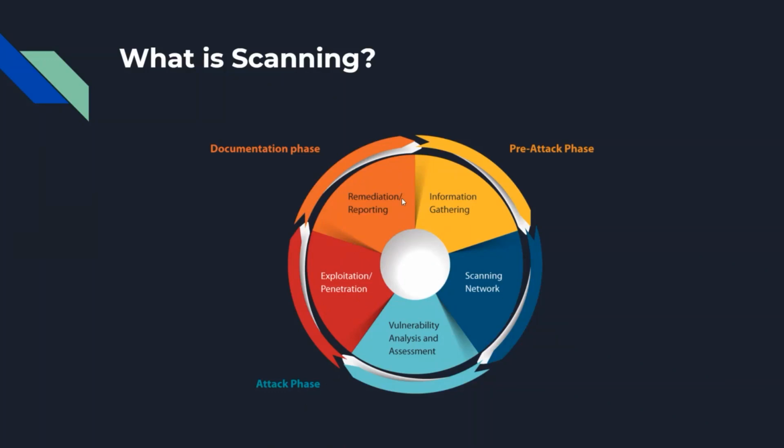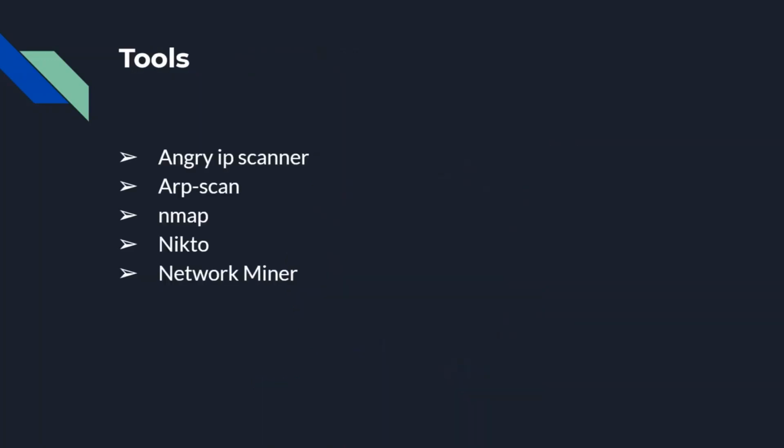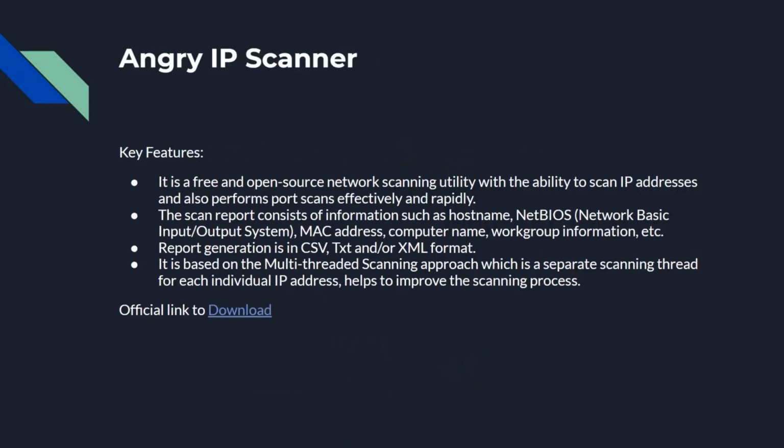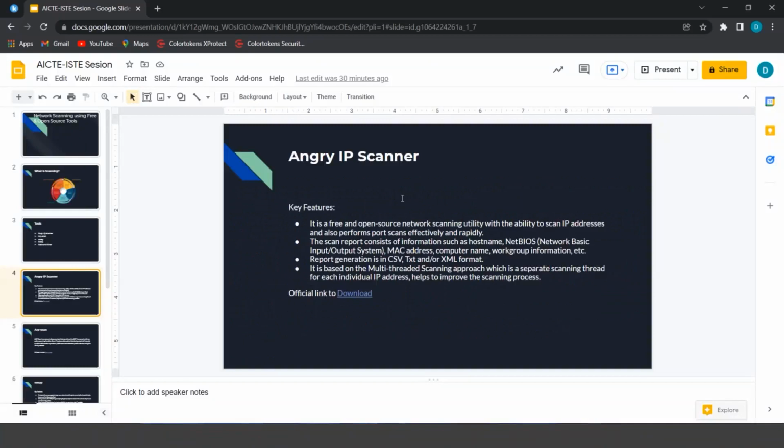Today's topic is only network scanning. These are the tools that I'm going to explain today. The first one is the Angry IP Scanner. What is this Angry IP Scanner? It is an application where, if we connect to any local network, for example a publicly available Wi-Fi or our home network, all the IPs that are available, which are alive, will be shown by this tool. This is how we get the information. I'll show you.